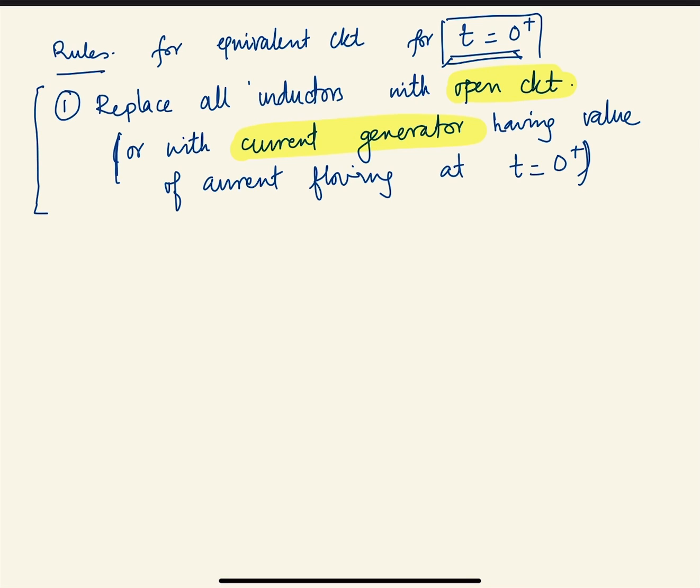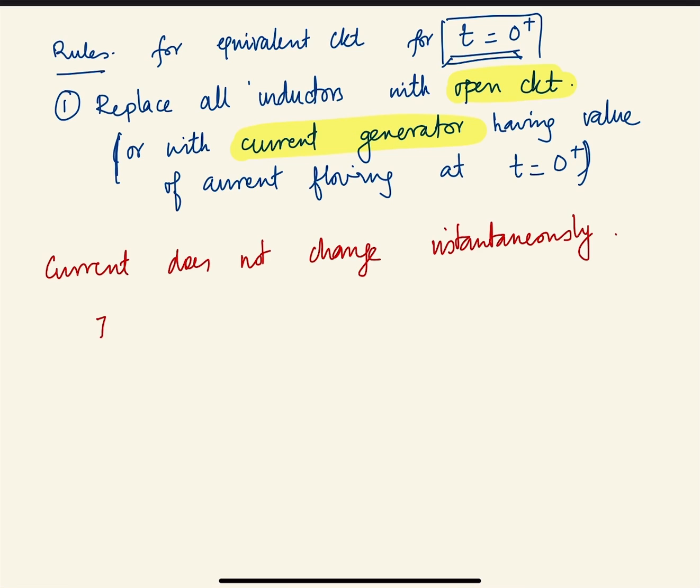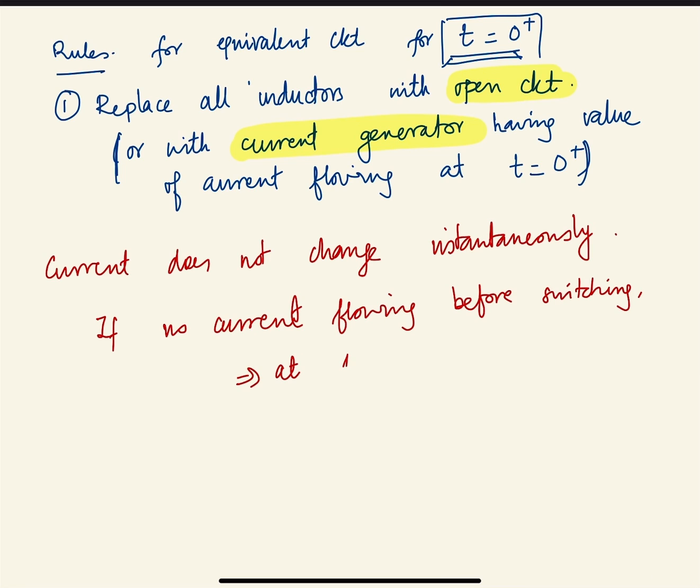We know that in an inductor, current does not change instantaneously. So if no current was flowing in the inductor before switching, what can we say immediately after switching at t equal to 0 plus? How will we treat this inductor? We will treat this inductor as an open circuit, right? This is point number one.